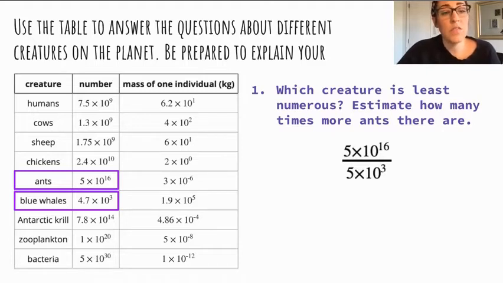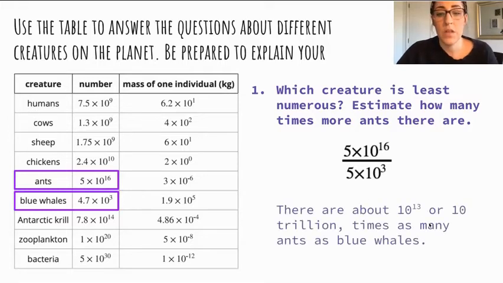And so we're going to be dividing the number of ants by the number of blue whales, but using estimation to do so. So you can see 5 times 10 to the 16th divided by 5 times 10 to the 3rd. From this, we can say that there's about 10 to the 13th, or 10 trillion times as many ants as blue whales. So we would do 5 divided by 5, which gives you the 1. 10 to the 16th over 10 to the 3rd gives you 10 to the 13th.